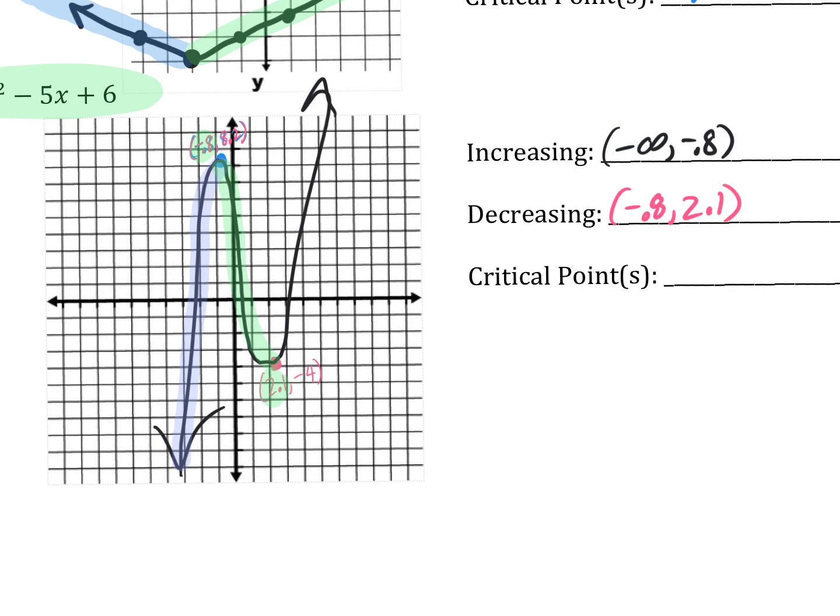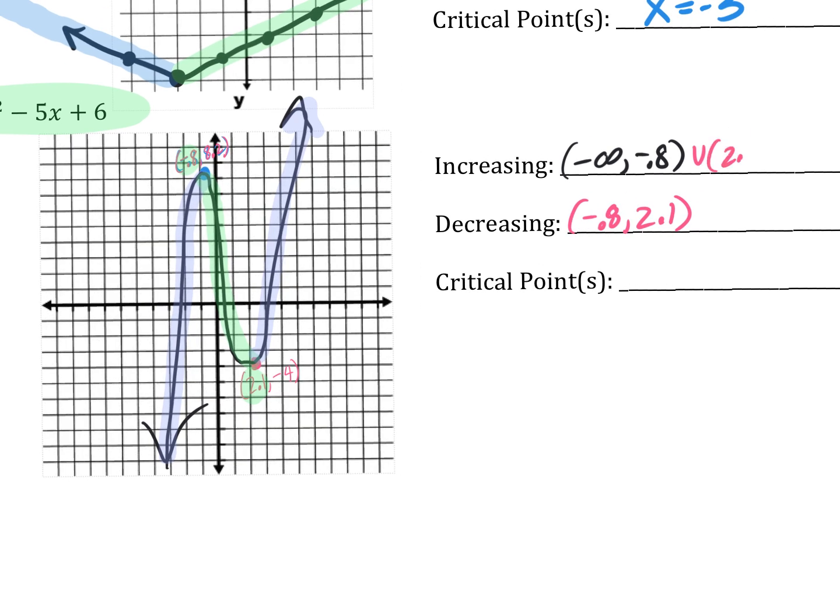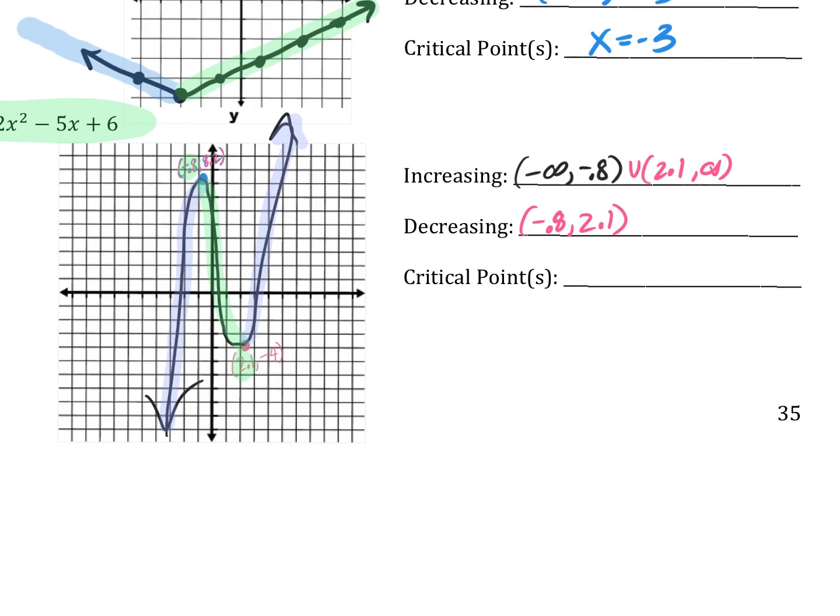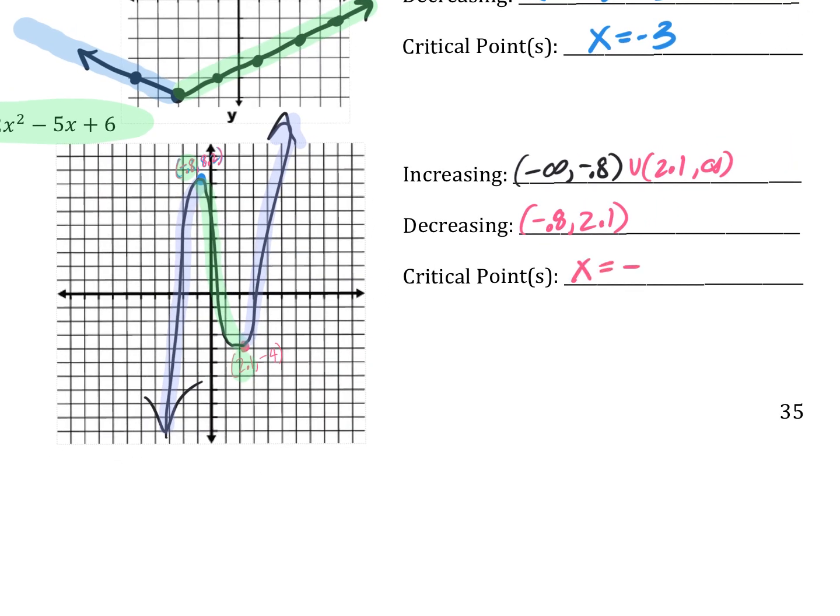And then it's getting a little sassy on us. What does it do again? Increases again. From what x to what x? Good. It doesn't have to do with my y going to infinity. It has us going all the way to the right of the graph. So we say it's also increasing from 2.1 to infinity. Look at my cute little union sign. We had two times that we were increasing. My critical points are at what x values? Where are my maxes and mins? Love it. -0.8 and 2.1.